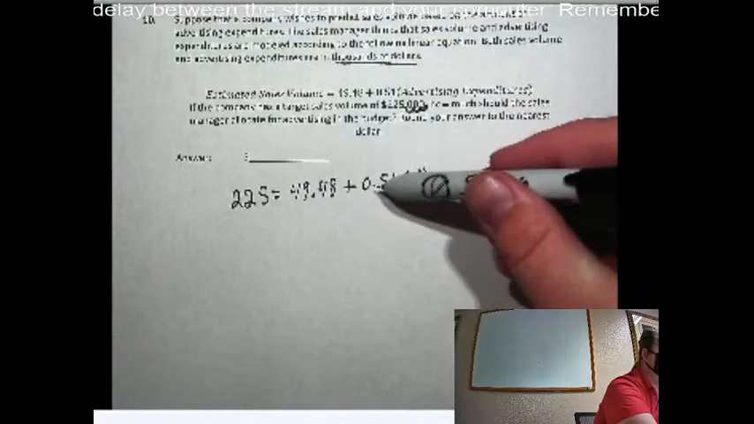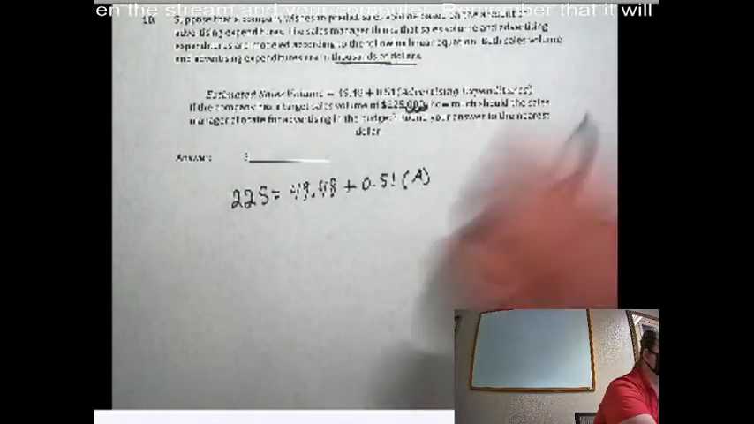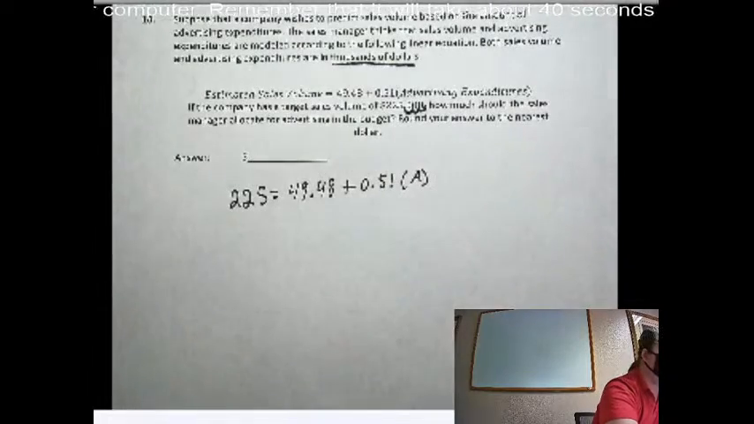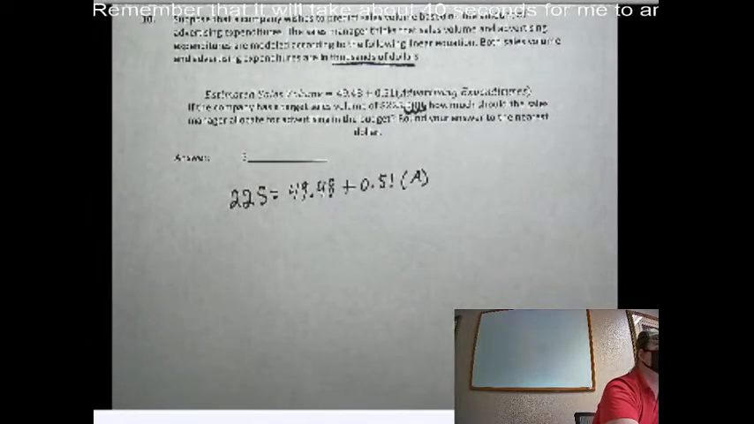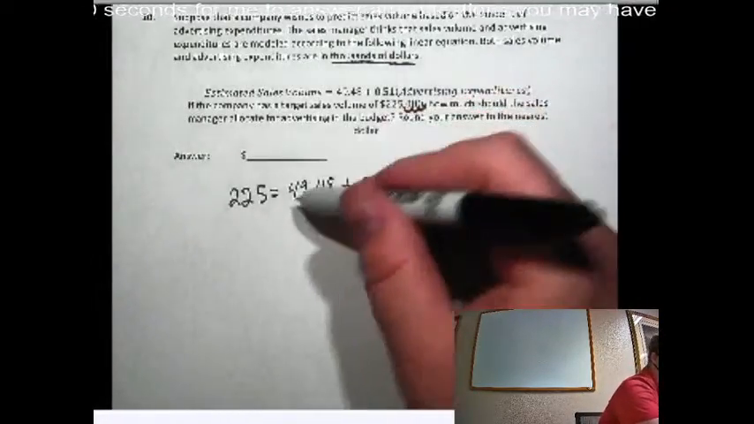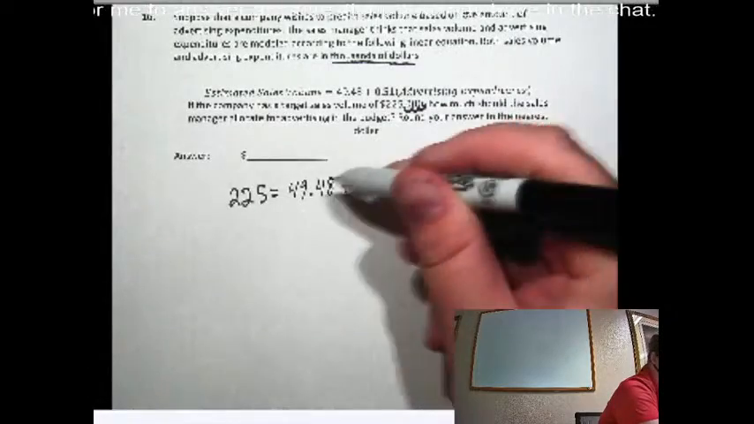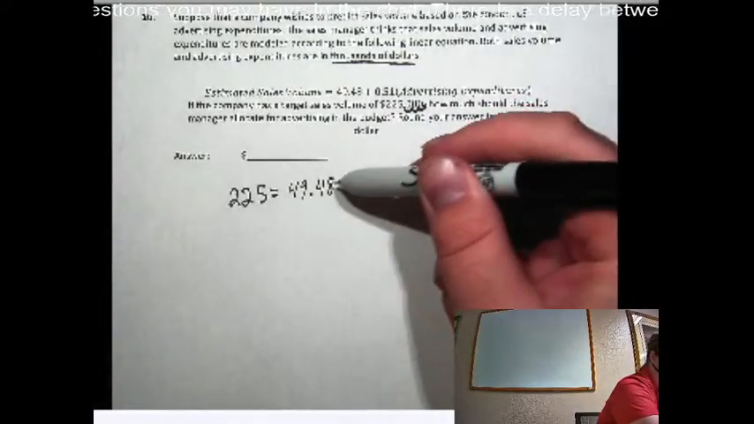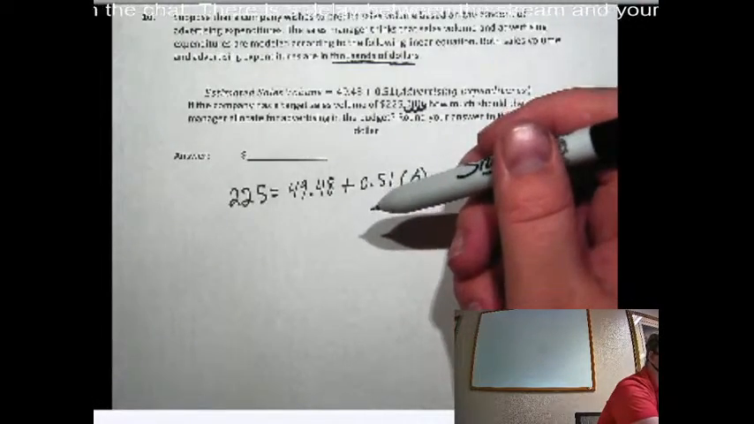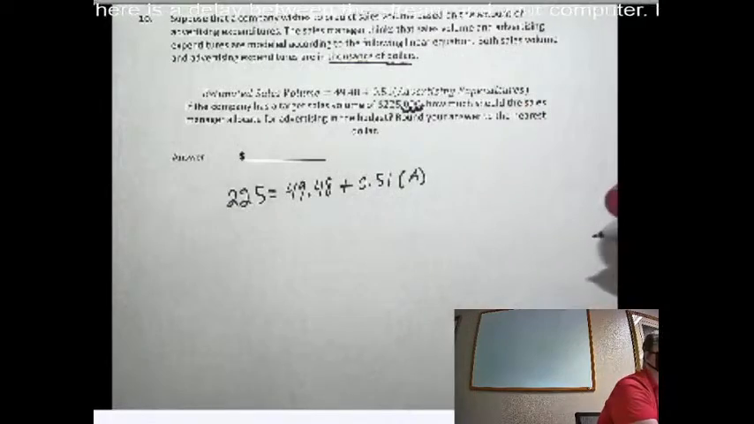You can think of this as being 0.51x. So this one is a normal number, this one is an x number. So we can divide by 0.51, but we'd have to divide everything by that. And it's going to be kind of a hassle to divide 49.48 by 0.51. I definitely need a calculator for that one.